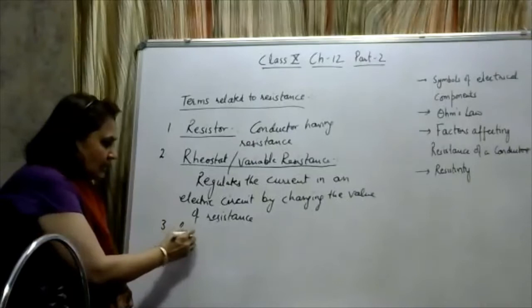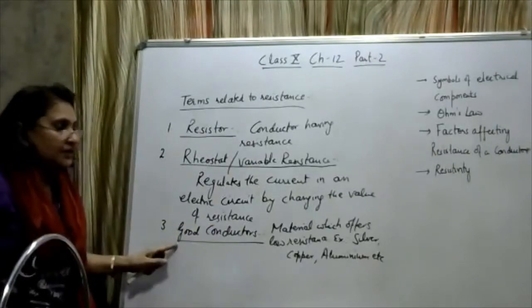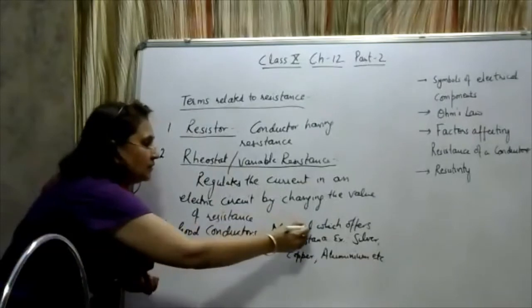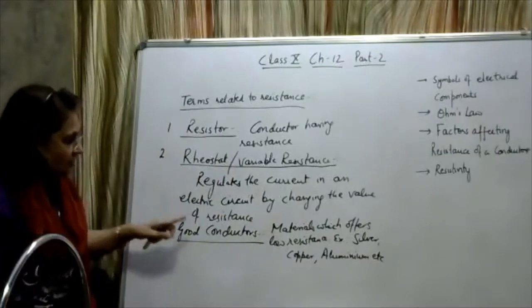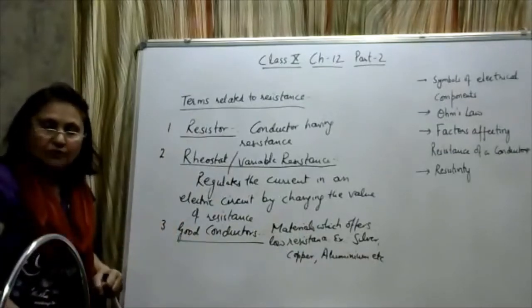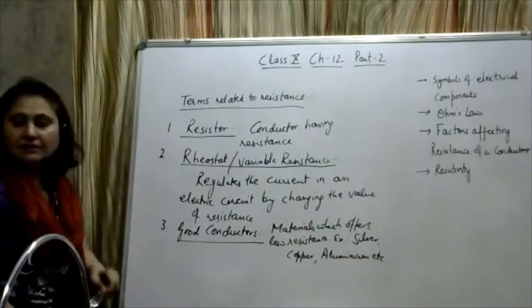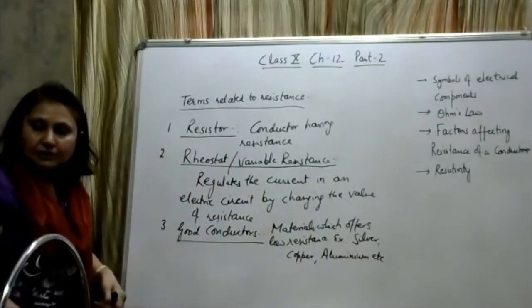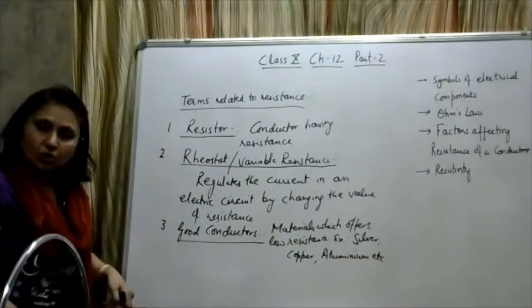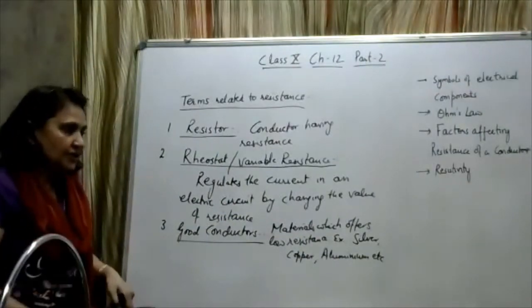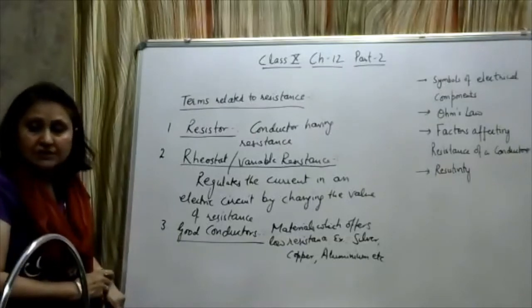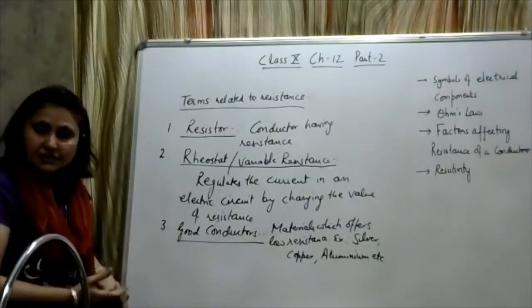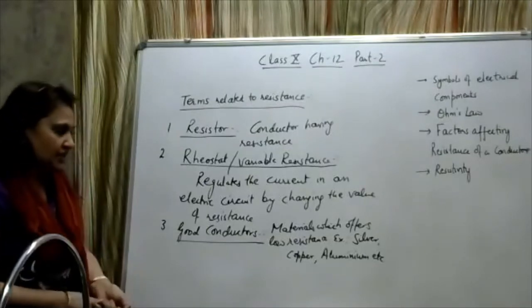The next is good conductors. Good conductors are the materials which offer low resistance to the flow of electric current. That is, they allow the current to pass through them easily. All metals are good conductors of electricity, like silver, copper, aluminium. Among the three, silver is the best conductor of electricity, allowing the current to pass through it very easily.